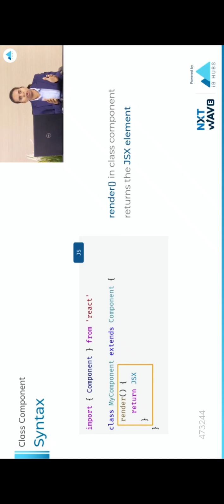In the class component, we'll have a render method, and this render method has to return a JSX element that we need to finally render. Just like in functional components, the function returns a JSX element, similarly in the class component the render method has to return the JSX element that needs to be rendered. Clear? So let's apply this to our welcome component and try to build.